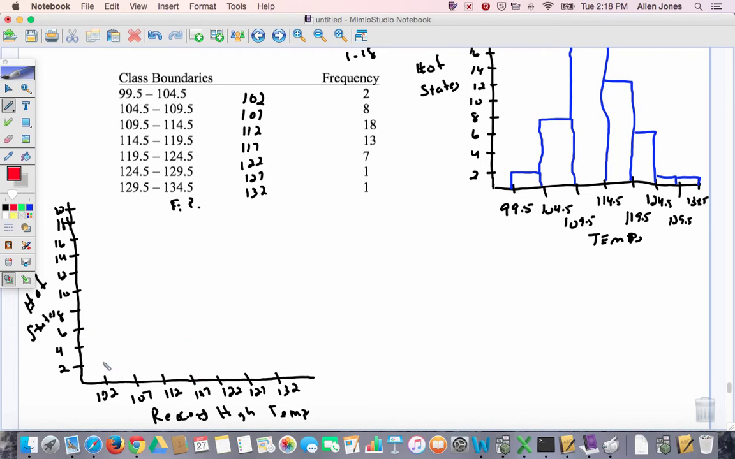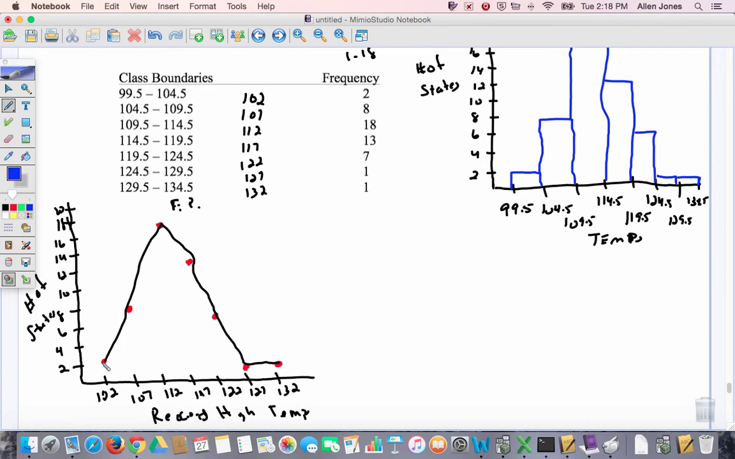Okay, so with our frequency polygon, we're going to do a line plot. So we have a frequency of 2, a frequency of 8, of 18, of 13, of 7, of 1, and of 1. Our line plot connects those points. Boom, boom, boom, boom, boom, and boom.